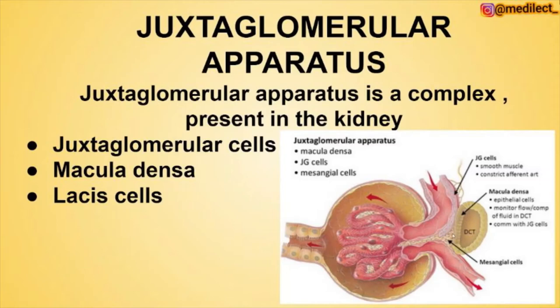Okay. Now this JG complex secretes the renin and plays an important role in the regulation of the what? Blood pressure. Okay. So these three important components over here: JG cells, macula densa, and the lacis cells or the mesangial cells.